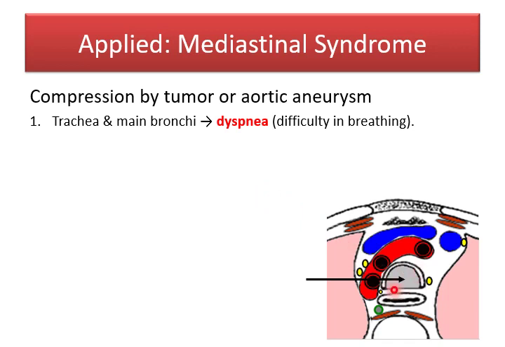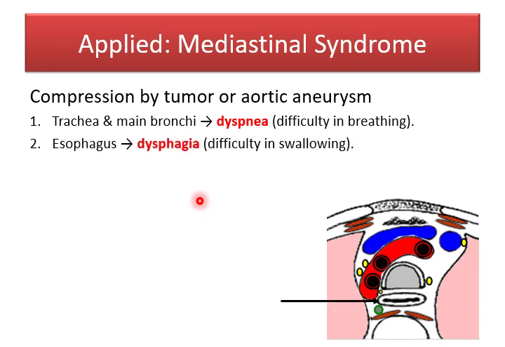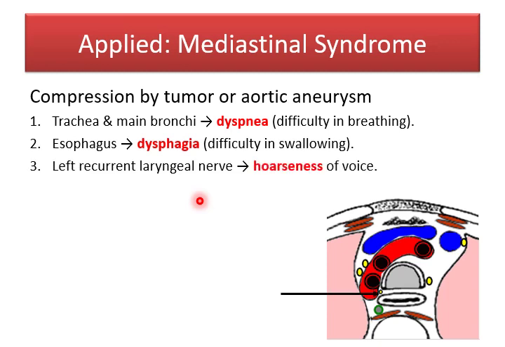Compression on the trachea or the main bronchi will cause dyspnea. Dyspnea means difficulty in breathing. Compression on the esophagus may lead to dysphagia, which means difficulty in swallowing. Compression on the left recurrent laryngeal nerve may lead to hoarseness of voice, a change in the voice. These three symptoms are commonly complained by patients having any tumor or any swelling in the mediastinum: dyspnea, dysphagia, hoarseness of voice.